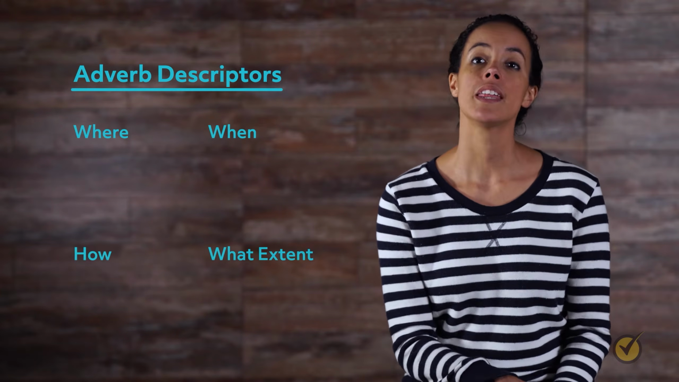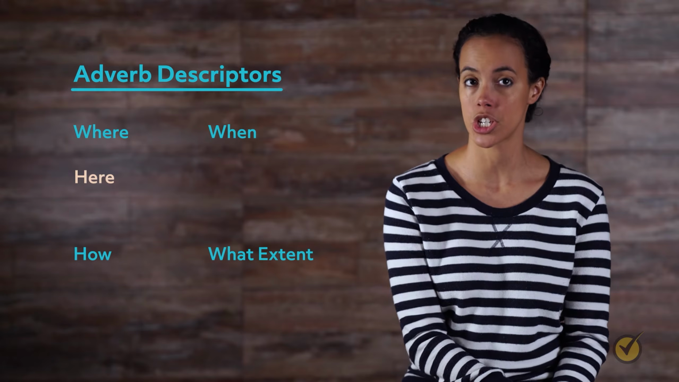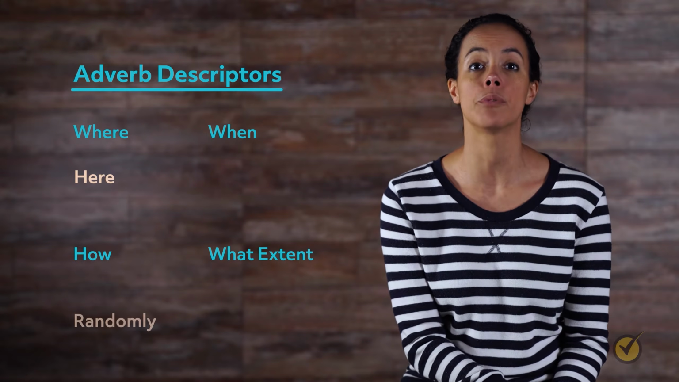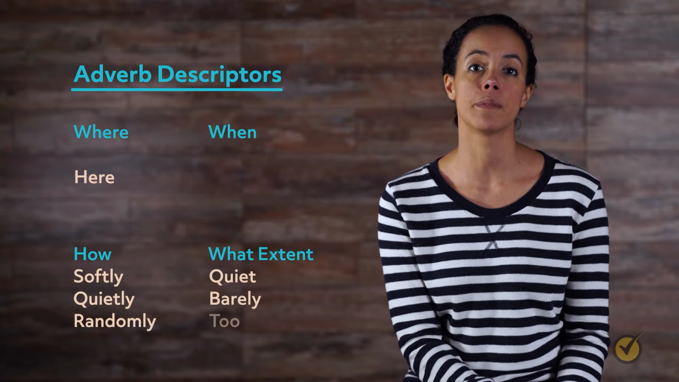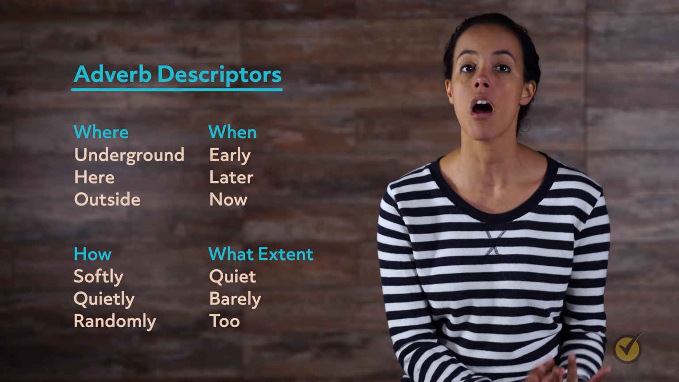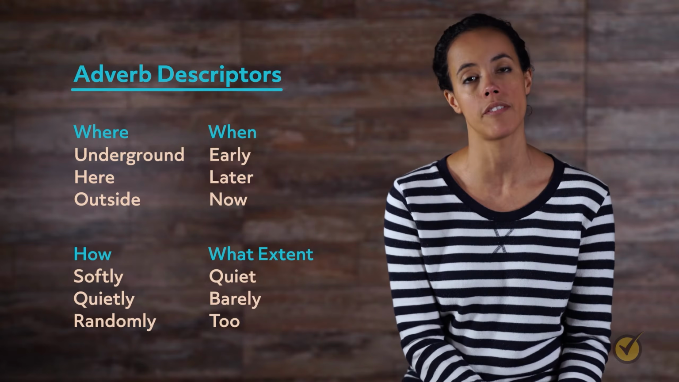For example, the adverb here answers the question, where? And the adverb randomly answers the question, how? An easy identifier for adverbs is the suffix -ly. Not all adverbs use it, but the majority of adverbs do.